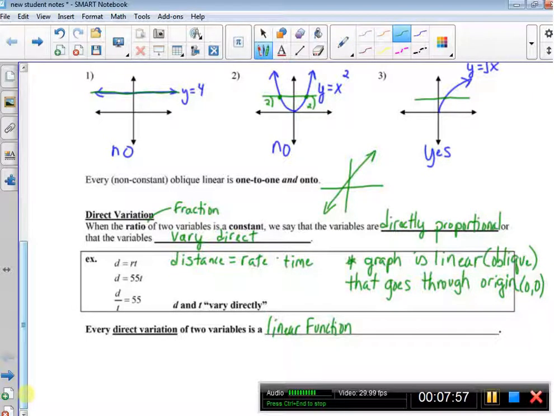No repeating x-coordinates. All linear oblique lines are functions. That is one-to-one. Going to pass a HLT and a VLT. VLT for the linear function, HLT for the one-to-one.